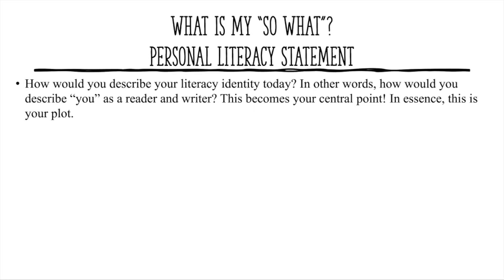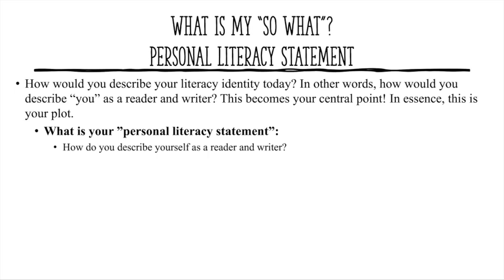So one of the things I want you to think about, and we're going to walk through a little bit of an activity: how would you describe your literacy identity today? In other words, how would you describe you as a reader and writer? This becomes your central point. In essence, this is the plot of your story. So let's do that by shaping it through a couple of questions. The goal of this particular activity is to begin to think about how you would articulate your personal literacy statement. So let's try this out.